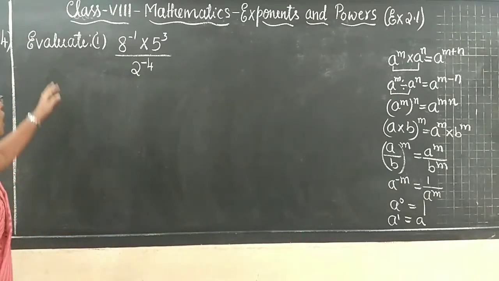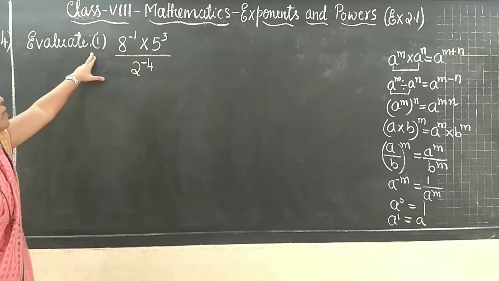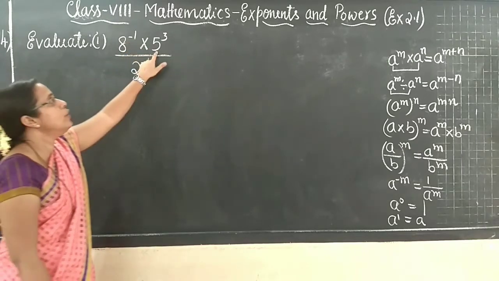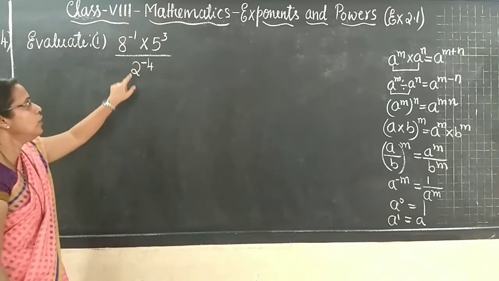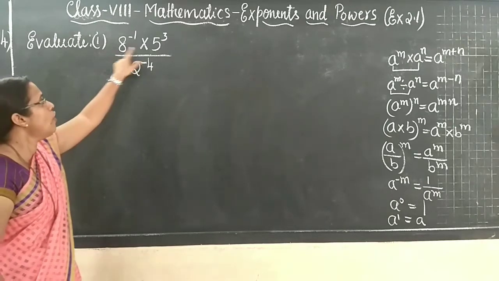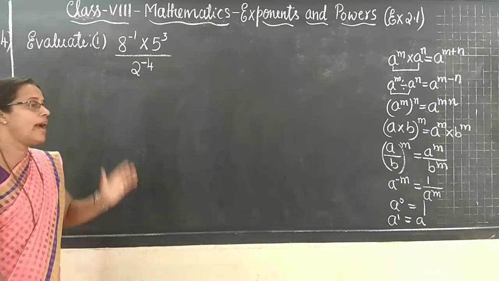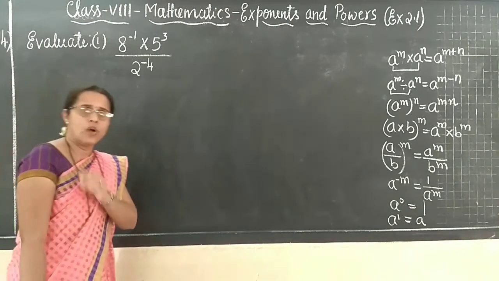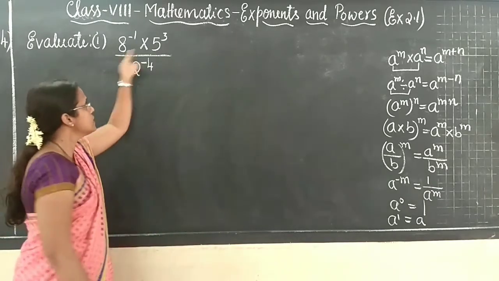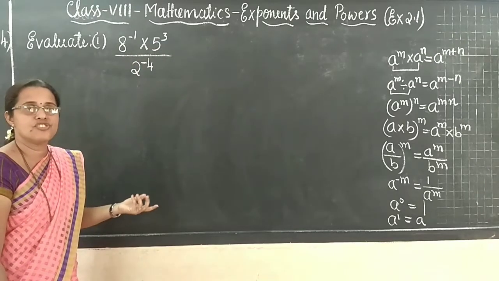Now see here how to solve this problem. Evaluate question number 1. 8 to the power minus 1 into 5 to the power 3 by 2 to the power minus 4. If you see this case, none of the terms are the same, children. Even the base is not the same and the powers are not the same. Then how can I use laws of exponents here? Then how to solve this, children?